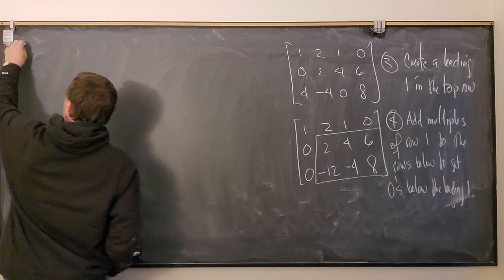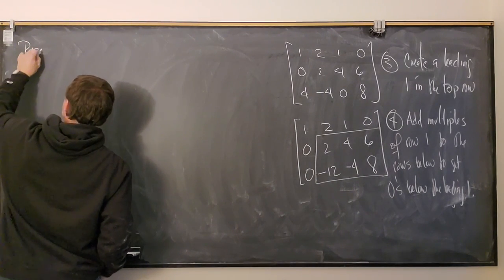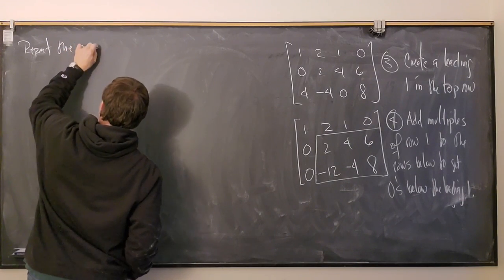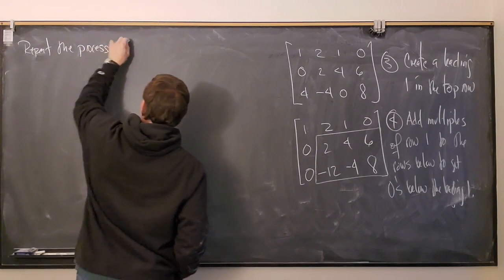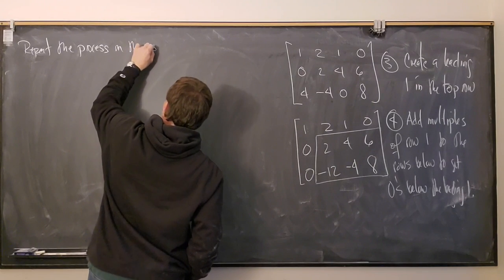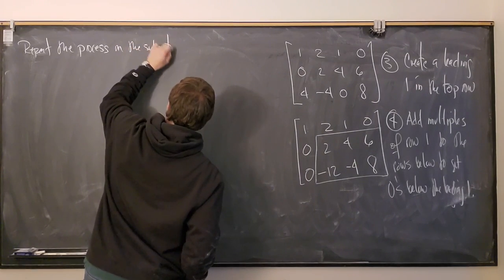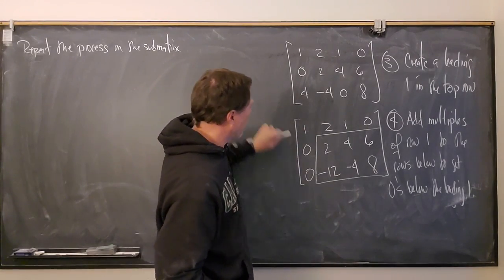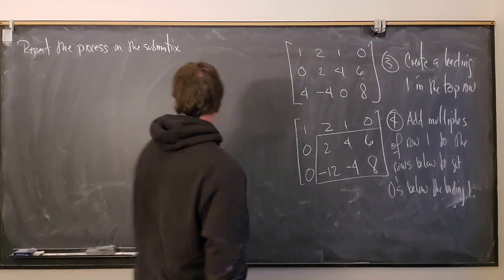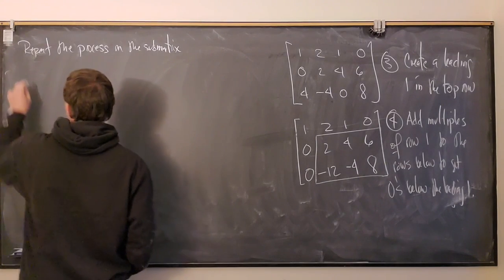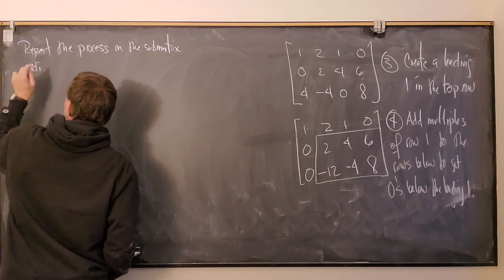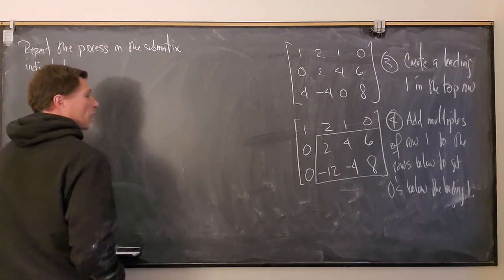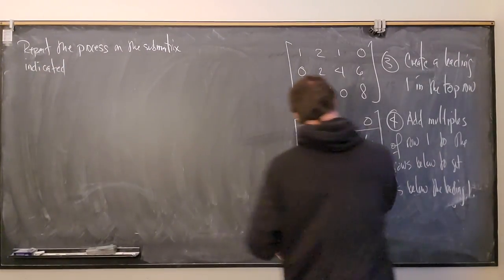So now we're going to repeat the process on the submatrix. It's the submatrix that you get by deleting row 1 and column 1. So on the submatrix, I'm just going to say indicated. Okay, so now I've got a little matrix right here.